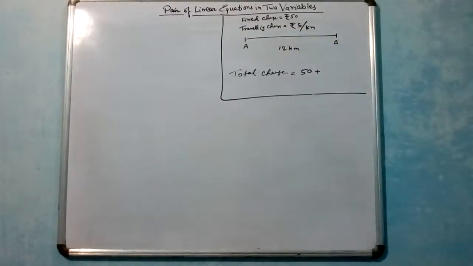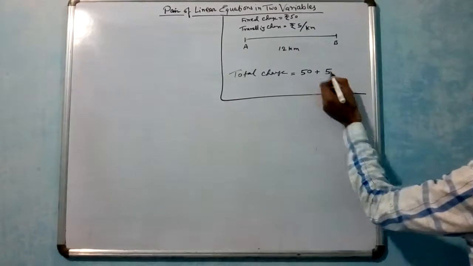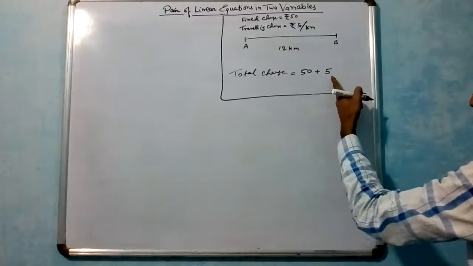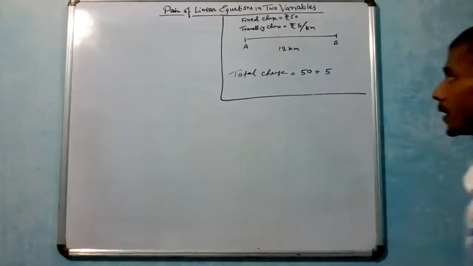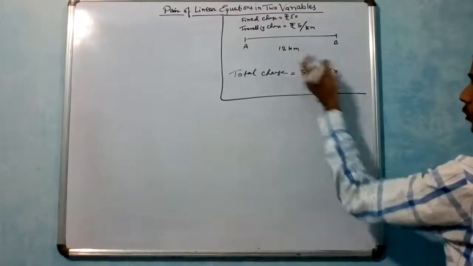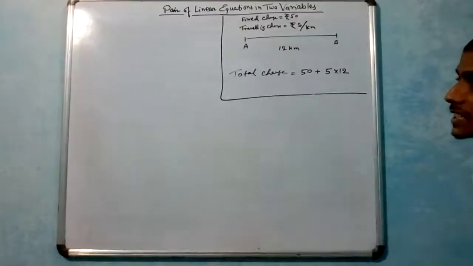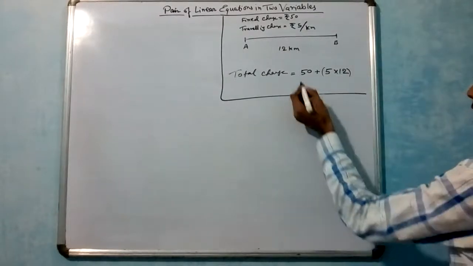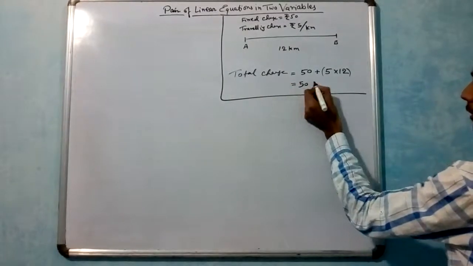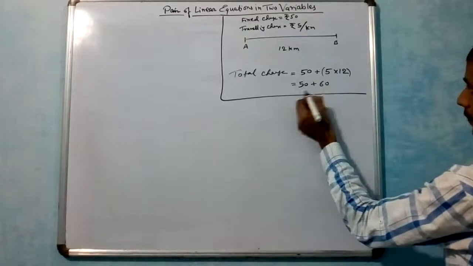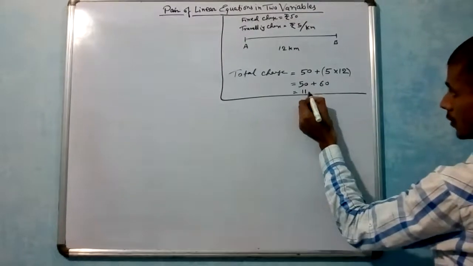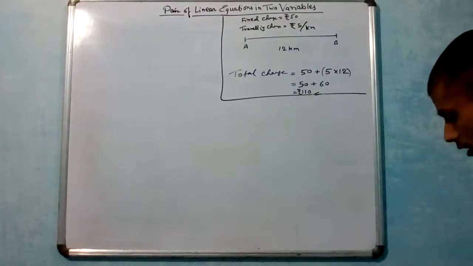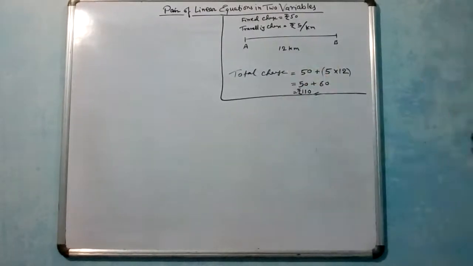So rupees 5 into 12. What is this 5? This 5 is the charge per kilometer. And what is this 12? 12 is the distance covered in kilometers. Understanding? And then it becomes 50 plus 12 times 5 is 60. Total 110 rupees. This is the way the taxi is charging.